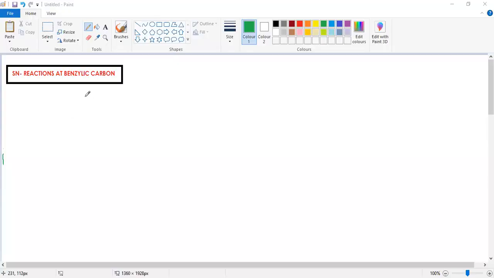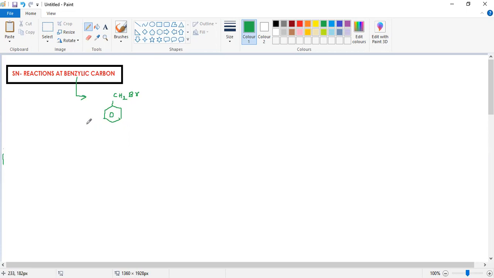Yes beta, so this is the end part of this video: the SN reactions at the benzylic carbon. So what is that benzylic carbon? You know that in the previous class I already explained it. Benzylic means this one, the benzene over CH2. This carbon is known as the benzylic carbon. If any halogen is attached over here, then this halogen is known as a benzylic halide.